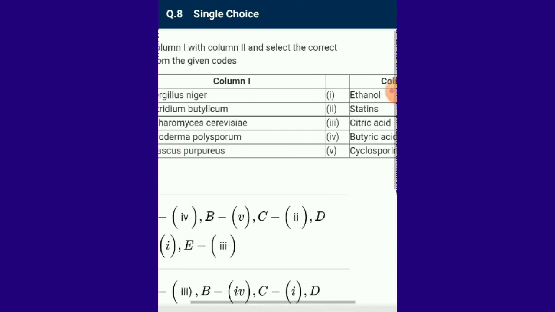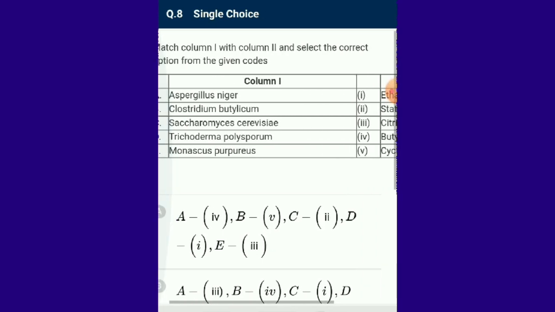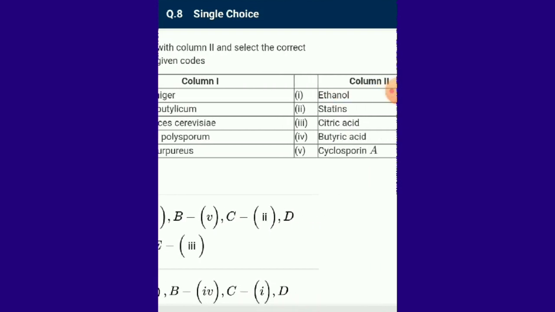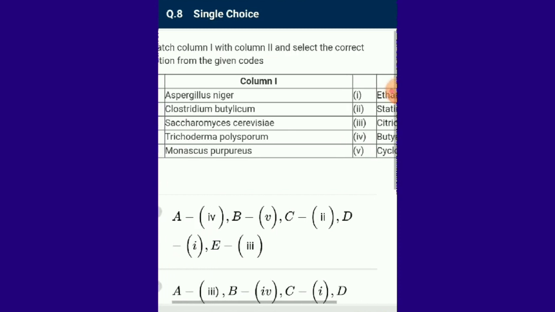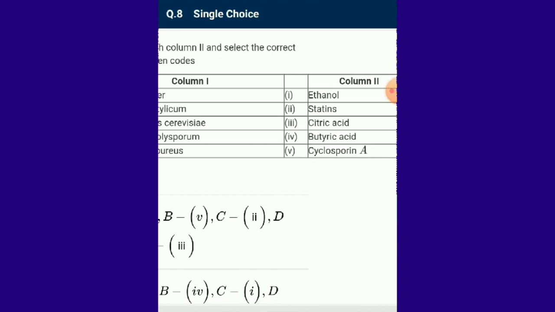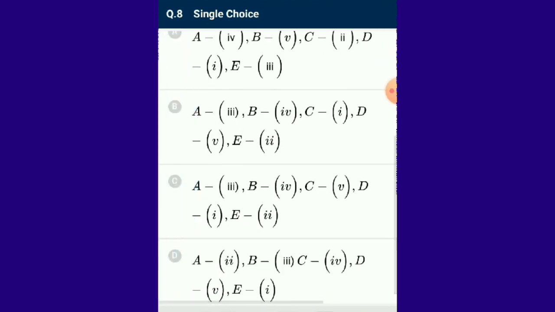Example, ethanol. Then cyclosporin A. Cyclosporin A is used as an immunosuppressive agent in organ transplant patients and is produced by the fungus Trichoderma polysporum. So Trichoderma polysporum is matching with cyclosporin A. Then statins are produced by Monascus purpureus. E, Monascus purpureus is matching with statins. So the correctly matching option is option B.